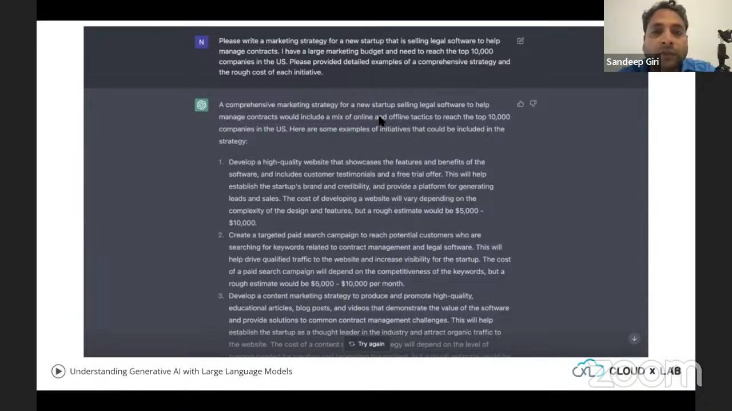Who all have tried ChatGPT so far? Please raise your hand if you've tried ChatGPT so far. Okay, only 10 people have tried ChatGPT so far.